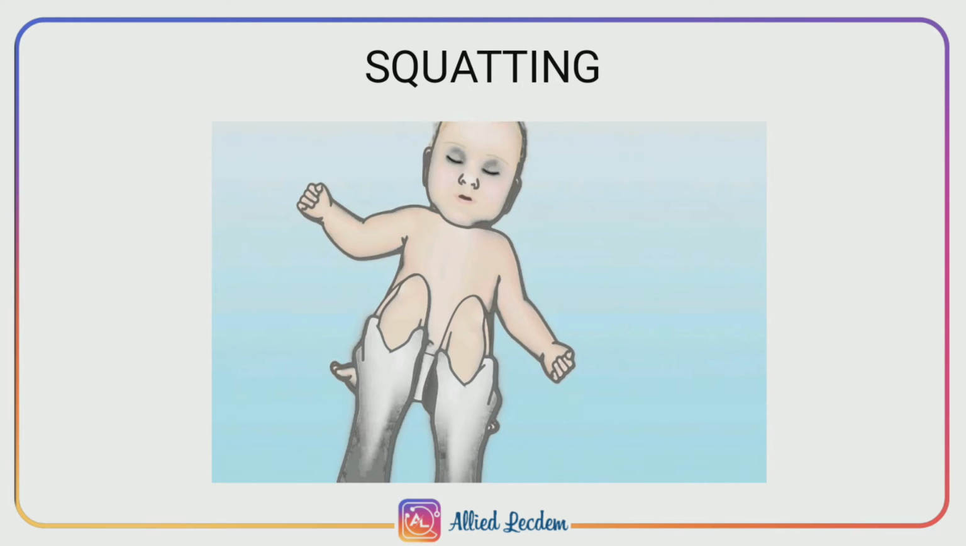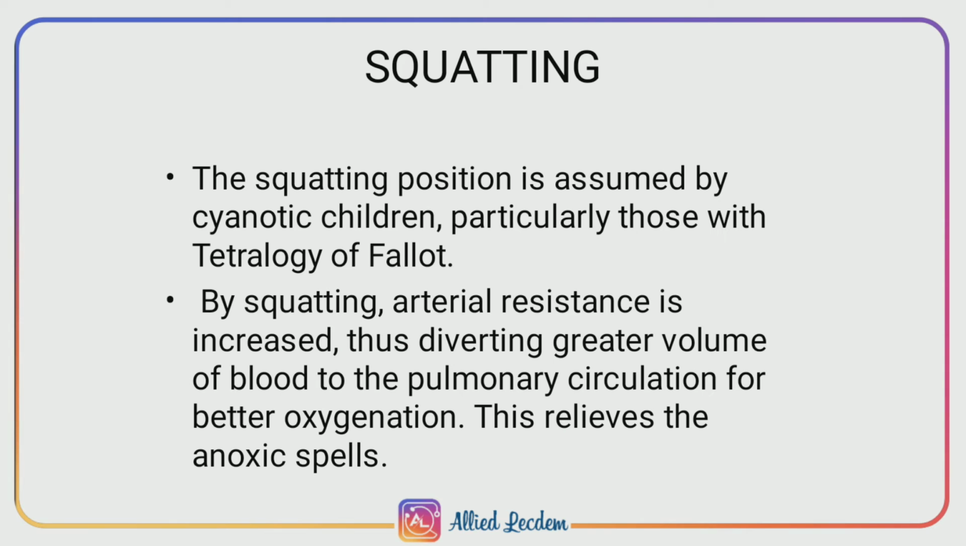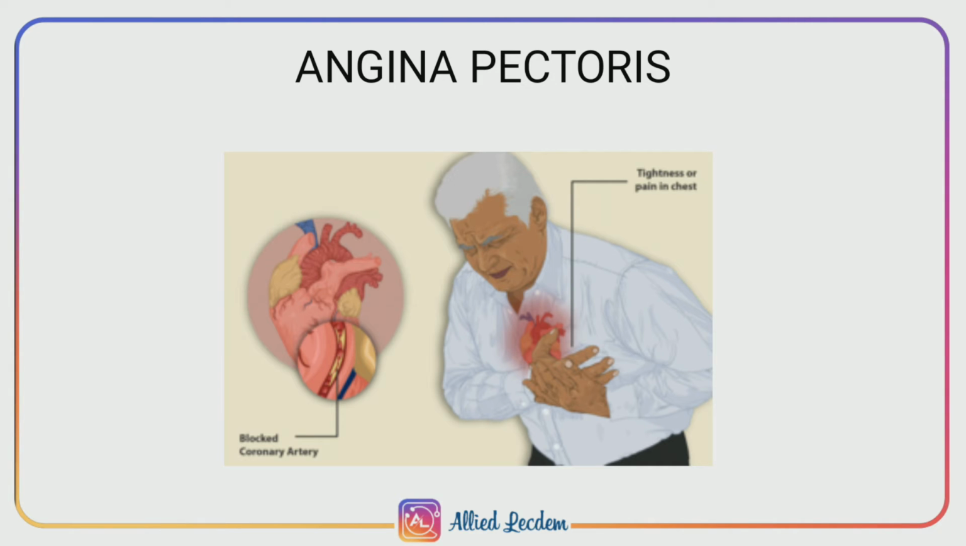The squatting position is assumed by cyanotic children, particularly those with tetralogy of Fallot. By squatting, the arterial resistance is increased, thus diverting a greater volume of blood to the pulmonary circulation for better oxygenation. Angina pectoris: discomfort in the chest and adjacent area due to myocardial ischemia.